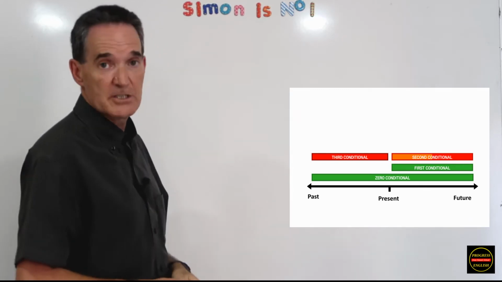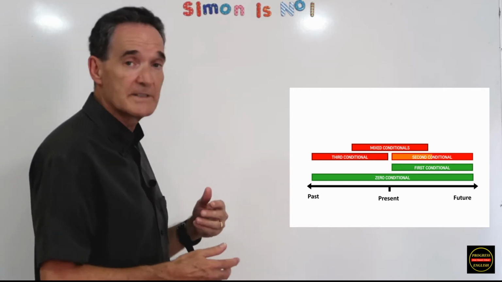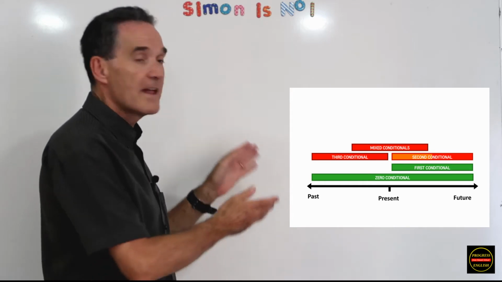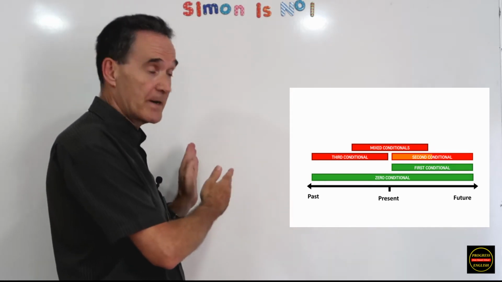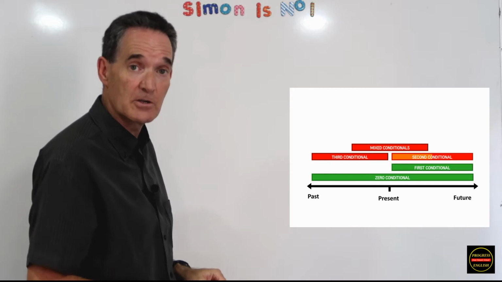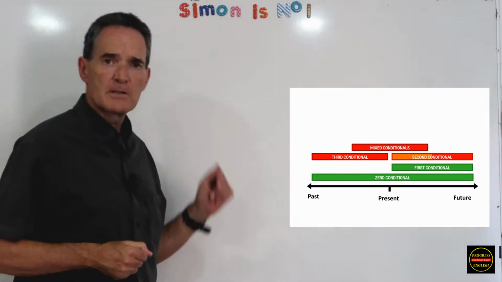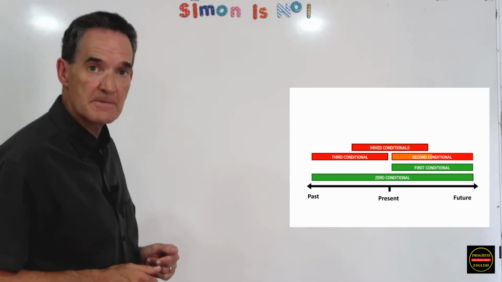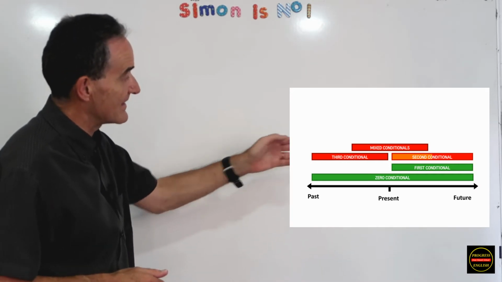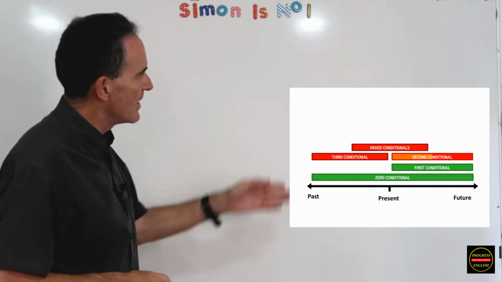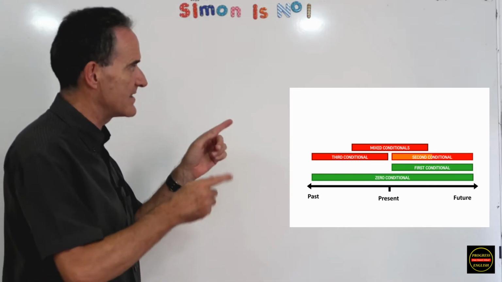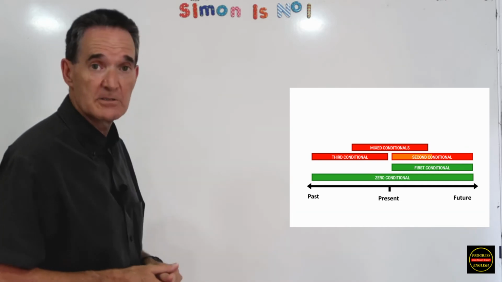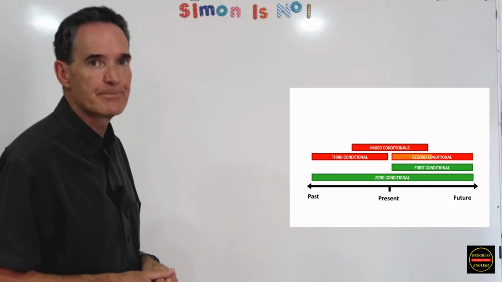And mixed conditionals. Well, most mixed conditionals are a combination of the third conditional in the past and the second conditional in the future. So, why do we have the conditionals in different colours? We have the first conditional and the zero conditional in green. We have the second conditional in orange and red. And the third conditional and mixed conditionals also in red.